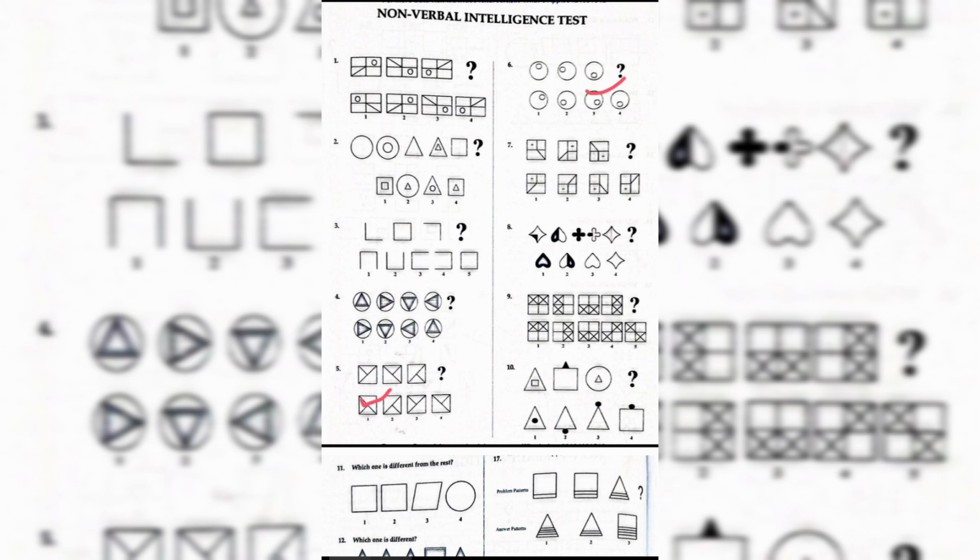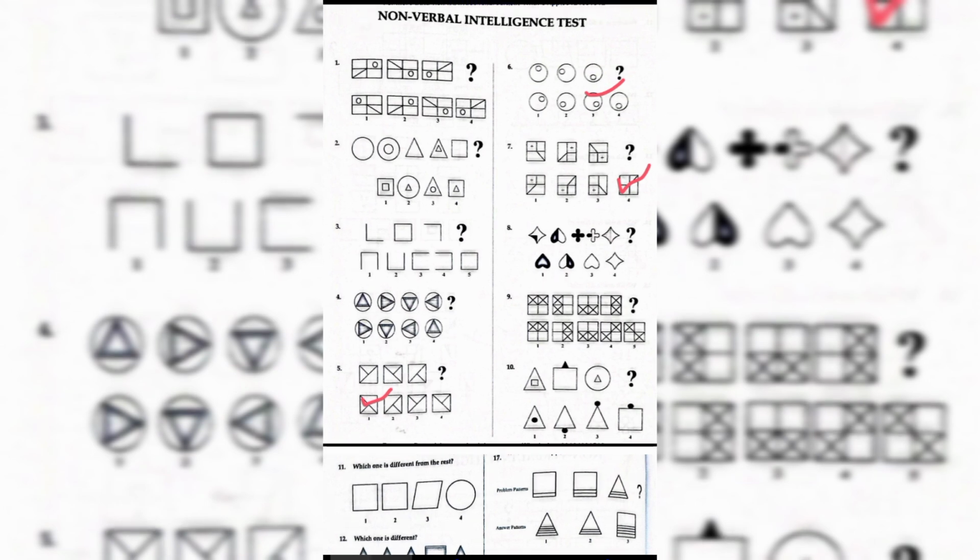Let's go to another question. Question number 7. Each square contains a different pattern of shapes inside. Notice how the patterns change in a sequence. Determine the next logical shape. The answer is right, number 4, because the patterns inside the boxes shift step by step.